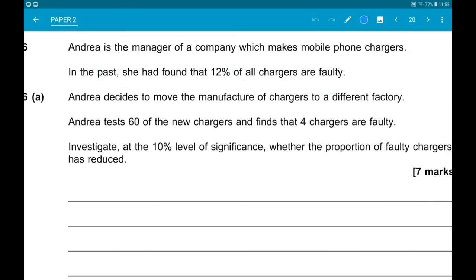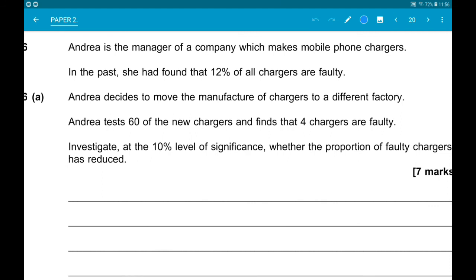Question 16, we have a hypothesis test. So Andrea is the manager of a company that makes mobile phone chargers. In the past, she has found 12% of all chargers are faulty. She decides to move the manufacture of chargers to a different factory. She samples 60 of these new chargers and finds 4 are faulty. Investigate at the 10% level of significance whether the proportion of faulty chargers has reduced.